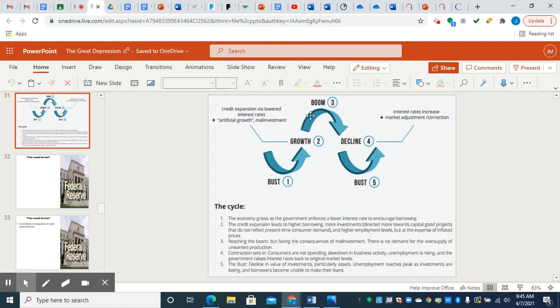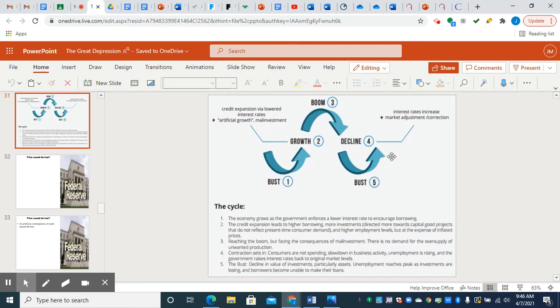Okay, now you don't know how long a boom or growth is going to last. No economist can predict that. However, you do know that the inflation of this bubble or this balloon cannot last forever. And therefore, at some point, the interest rate cannot continue to be what it is.